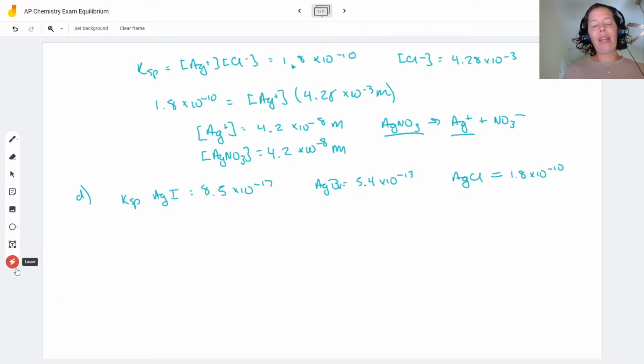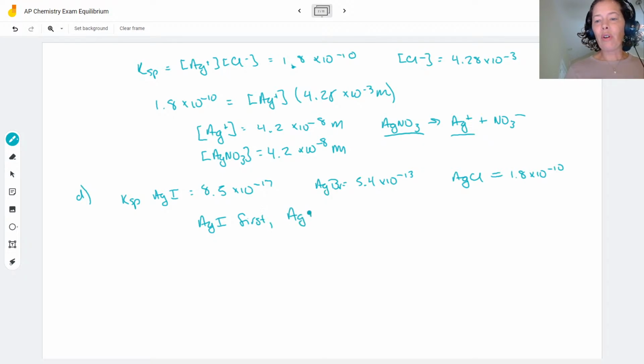Or you can think of it as it takes a very, very small amount of silver to precipitate out this silver iodide because the solubility is just so incredibly low. So your order of precipitation is your silver iodide first, your silver bromide second, and your silver chloride third or last, just based on the KSP.